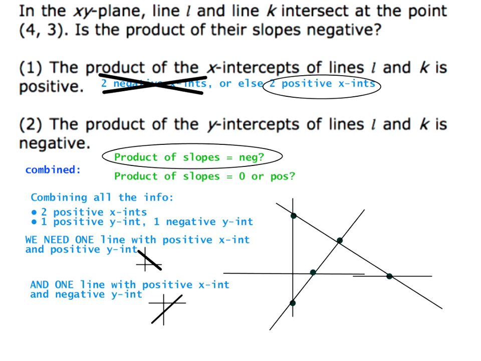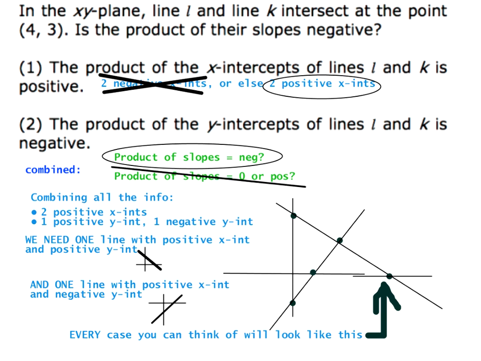You might not realize this right away, but if you plug in enough cases, you will realize in pretty short order that you're going to have one downward sloping line and one upward sloping line. So every case that you can think of will look like this. In some sense, it'll look like that. And so you're not going to get this. This is not a thing. And you're stuck with the product of slopes equals negative. This is sufficient together.